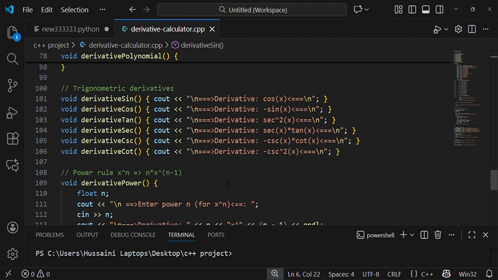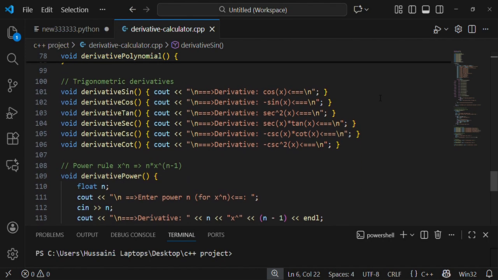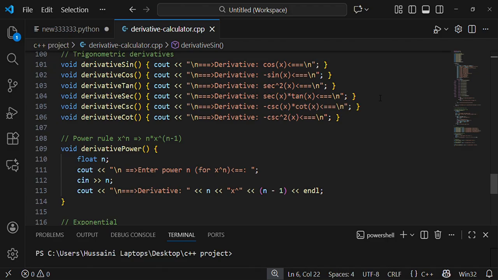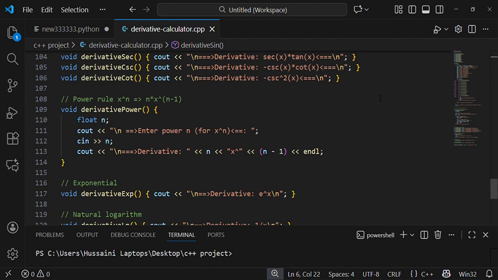Then for the power rule, I use 12 polynomial functions, and I again give them the cout at the last and give the headings. And then I have a void derivative power and float. And why do I use float instead of int? Because the power can be in decimal, or it can be a natural number. So here I use it.